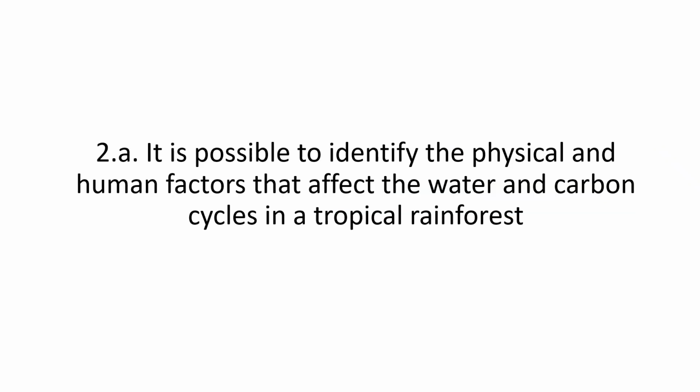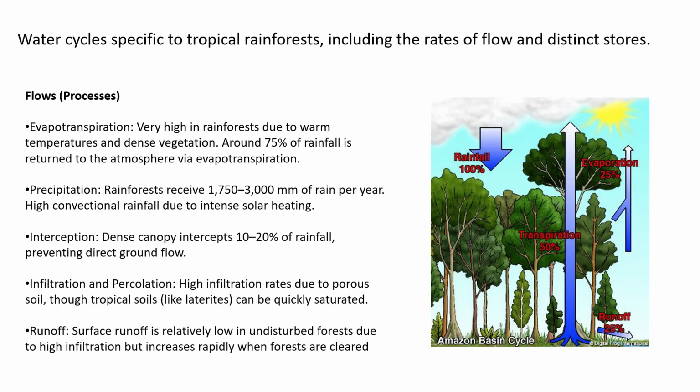So we're going to think a little bit about key question 2A and how it is possible to identify physical and human factors that identify the water and carbon cycle within a tropical rainforest. Like I said, we're just looking at the theory here. There's a case study video available as well.